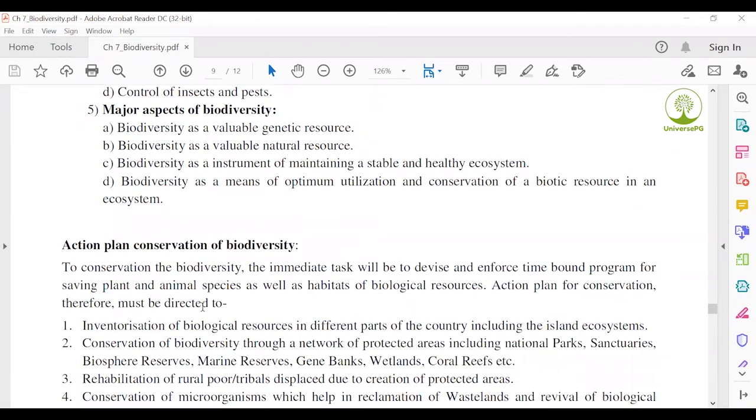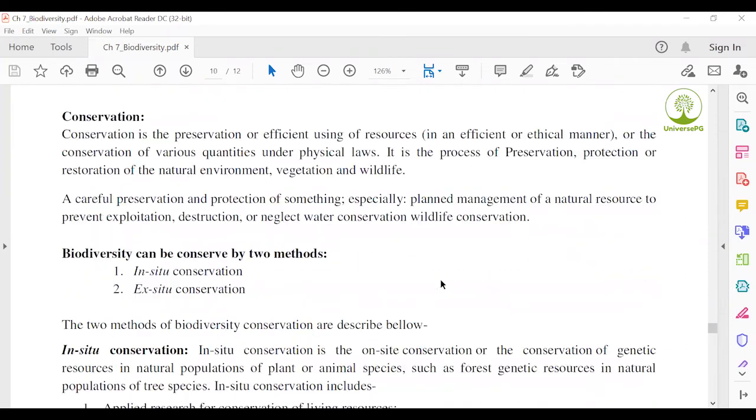Next, conservation. What is conservation? What is biodiversity conservation? Day by day, different types of species and plants are becoming extinct and lost from our natural environment. So if we can conserve those types of species in our natural environment, this process is called conservation, or biodiversity conservation. In Bengali we call it সংরক্ষণ. Biodiversity conservation.